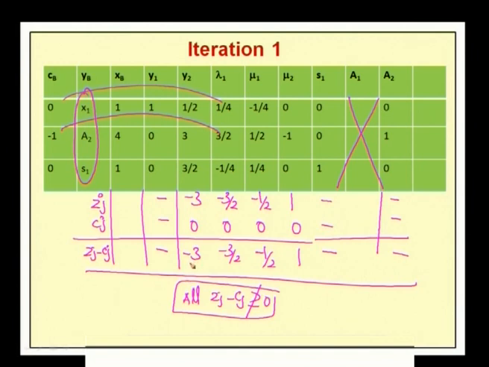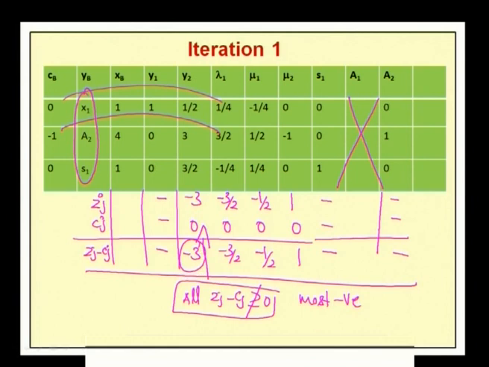If we observe the zj minus cj values, there are 3 negative values: minus 3, minus 3 by 2, minus 1 by 2. Among all these 3 negative values, we have to choose the most negative. The most negative corresponds to y2, which is minus 3. Therefore, we have to choose this variable. So, in the first iteration y2 enters the basis.